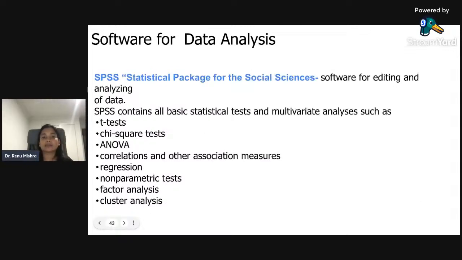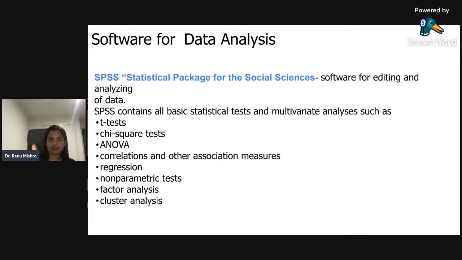Another one is SPSS, which is very widely used. SPSS is the Statistical Package for the Social Sciences. It can be used for statistical tests like t-test, chi-square test, ANOVA, correlation, and regression. For example, if your study has variables and you want to test the relationship between them, you go for correlations. Similarly, if you want to compare the means between the same groups or different groups, you go for a t-test or F-test.